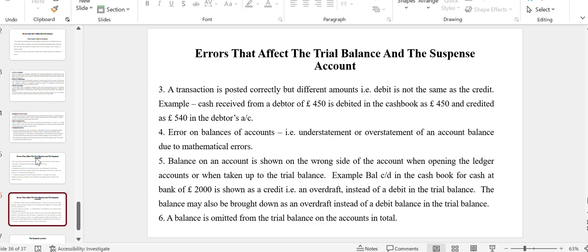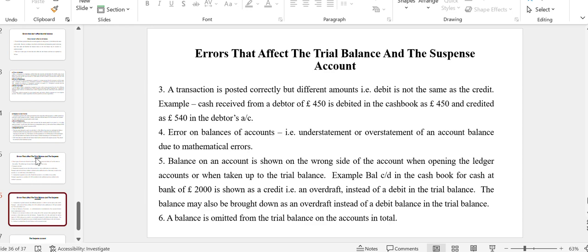Number 5, the balance on an account is shown on the wrong side of the account when opening the ledger account. You're supposed to debit a ledger account. For example, for debtors or for an asset, the balance brought down is supposed to be on the debit side. Instead of doing that, because you are in a hurry, you credit the opening balance instead of debiting it. So that will affect the trial balance. The trial balance is not going to balance.